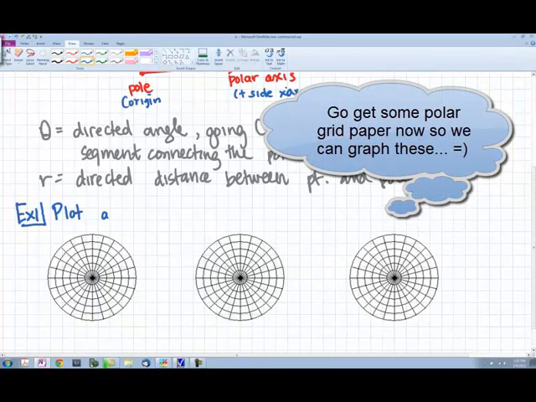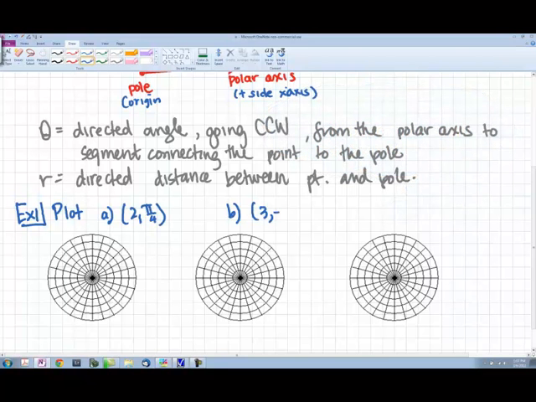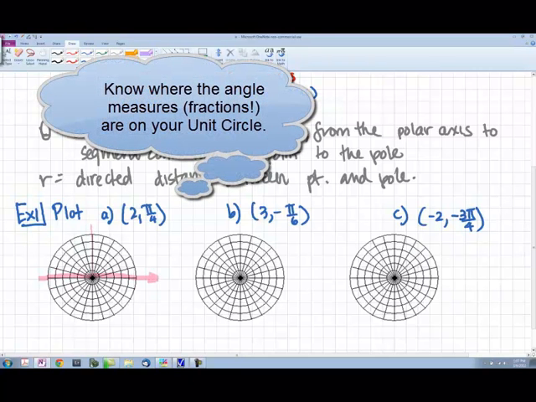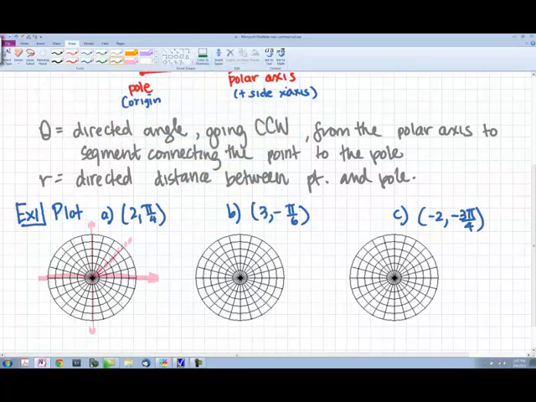So I want us to plot, let's try (2, pi over 4), (3, negative pi over 6), and (negative 2, negative 3 pi over 4). Okay, now always pay attention to the kind of grid that you're working on, because in this particular case, the one that I have isn't marked with the x-axis or the y-axis or anything like that, so it's a little trickier to do. The upper half of my unit circle is broken up into 12 sections, so each of these is pi over 12. So I want the point (2, pi over 4).